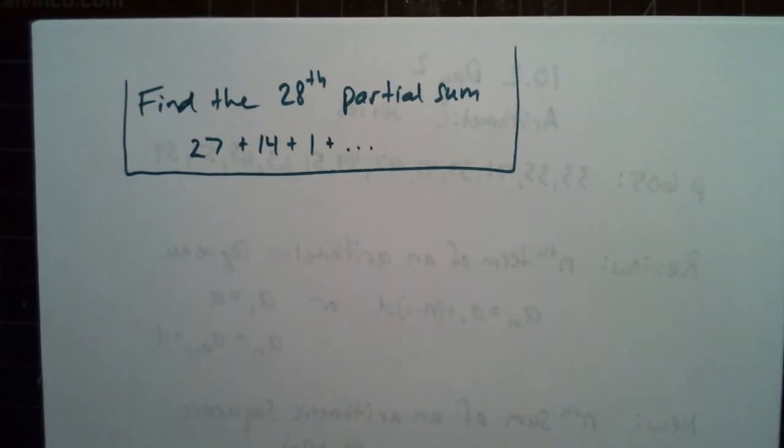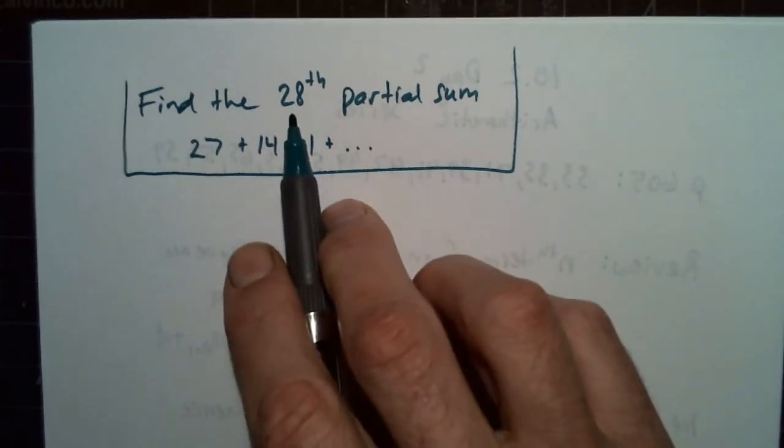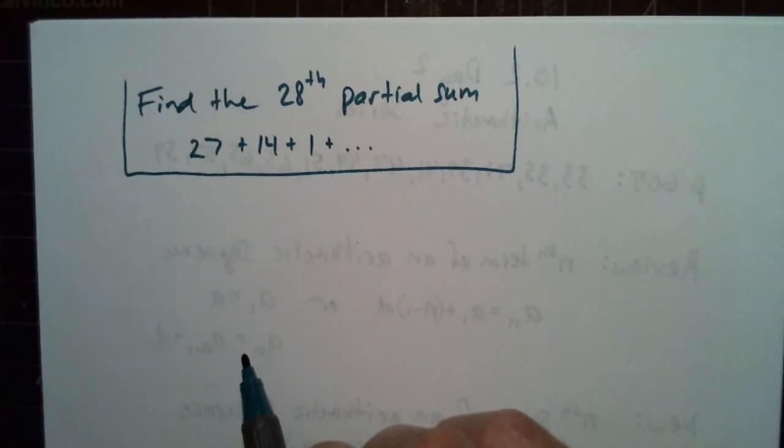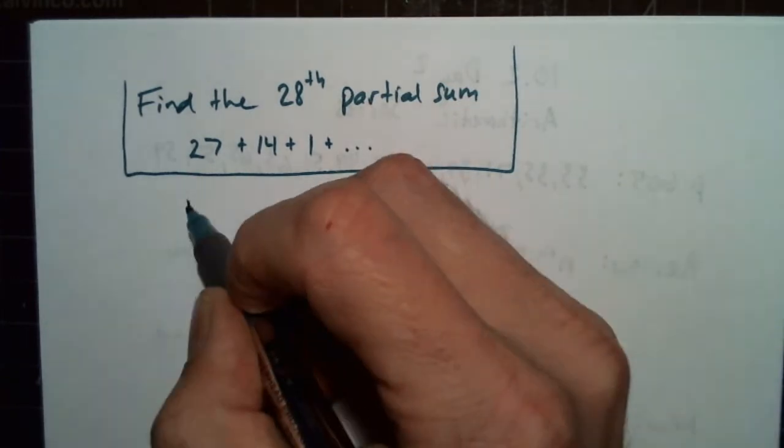And here we already know n is 28. And we just have to find the 28th term, then we'll be able to use the sum formula. So make a table and use the two formulas to answer this question. Pause the video.